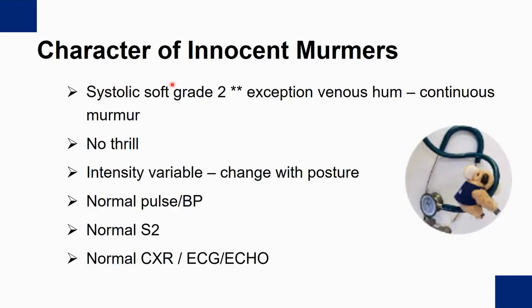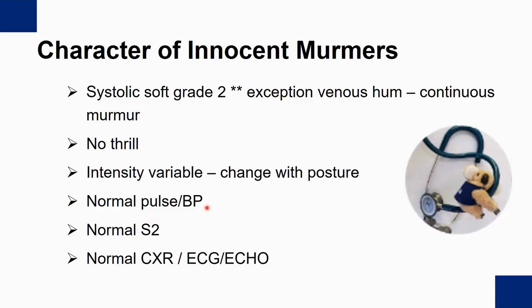The character of the innocent murmur, how you are going to identify. So innocent murmurs are systolic in nature, very soft, and till grade 2 only you can hear. The only exception is venous hum, where there is a continuous murmur. Besides this, all the innocent murmurs are systolic murmurs. There is no thrill. Intensity is variable. It changes with the position or posture of the child.